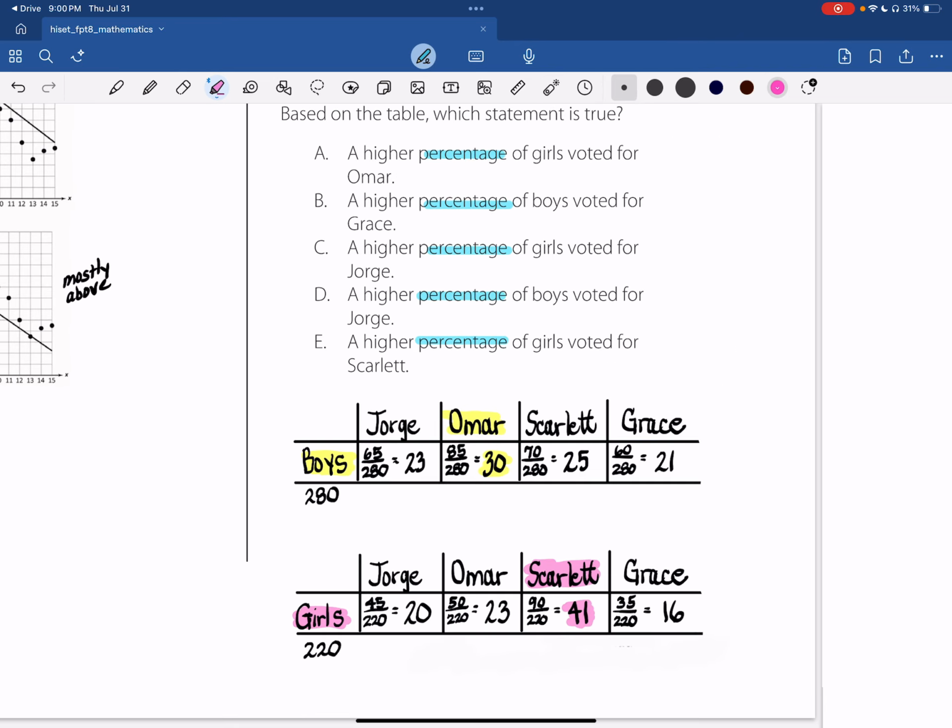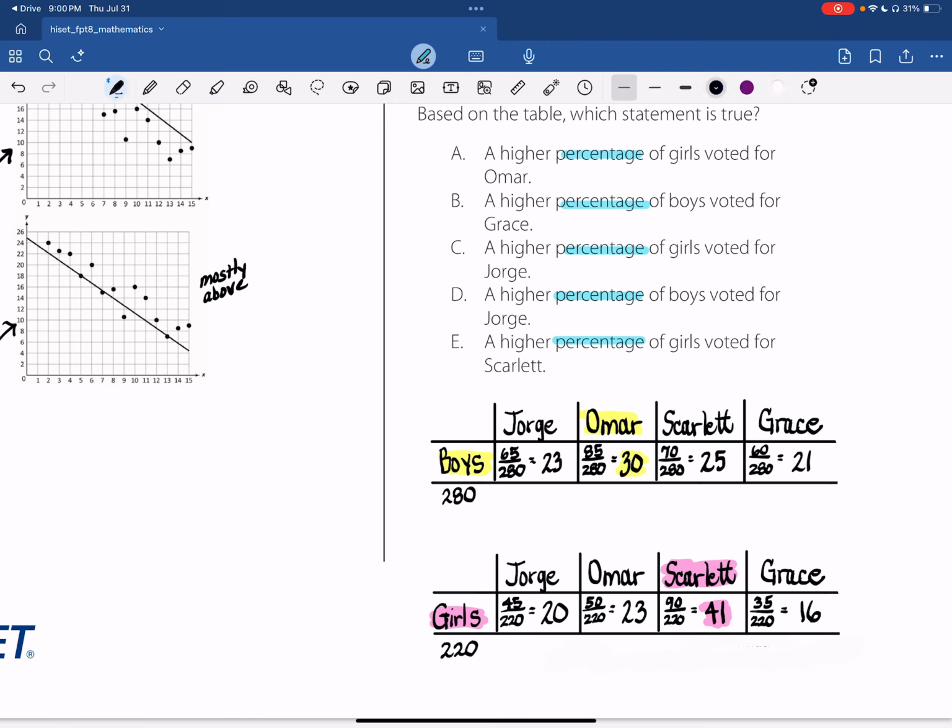So now let's look at our questions and see which one fits. Based on the table, which statement is true? A higher percentage of girls voted for Omar. That's not true. The highest percentage of girls voted for Scarlett. A higher percentage of boys voted for Grace. That's not true. The highest percentage for the boys went to Omar. A higher percentage of girls voted for Jorge. Nope. The highest percentage of girls voted for Scarlett. A higher percentage of boys voted for Jorge. No. A higher percentage of girls voted for Scarlett. And that is the one that's true.